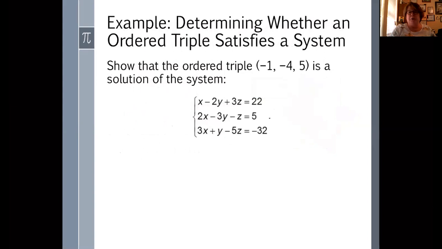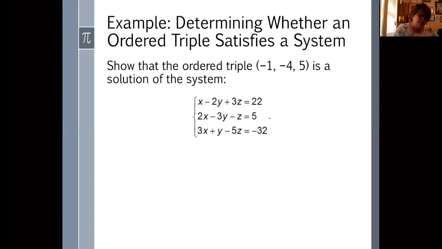All right, let's first determine if an ordered triple is a solution to a system of equations in three variables. Now, when we looked at an ordered pair in a system of two equations, we substituted the ordered pair into the two equations and made sure it satisfied both equations. If it's an ordered triple and a system of equations in three variables, we're going to substitute x, y, and z into all three equations.